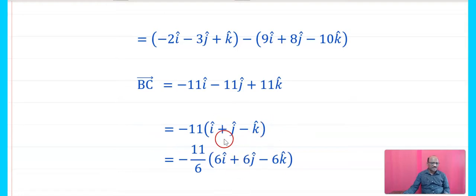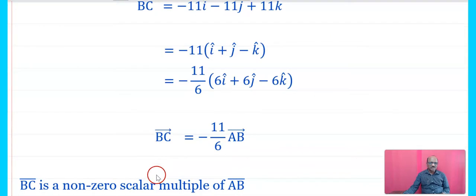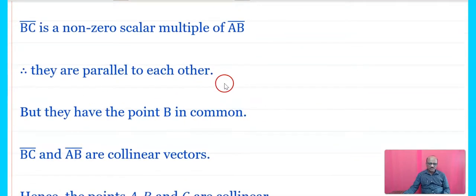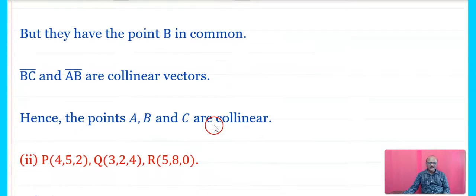And if you adjust here, multiplying and dividing by 6, then you will get that's equal to minus 11 upon 6 in bracket 6i cap plus 6j cap minus 6k cap. And that's BC bar is equal to minus 11 upon 6 AB bar. As BC bar is a non-zero scalar multiple of AB bar, they are parallel to each other, but they have the point B in common, and that's why BC bar and AB bar are collinear vectors, and hence A, B, C are collinear.